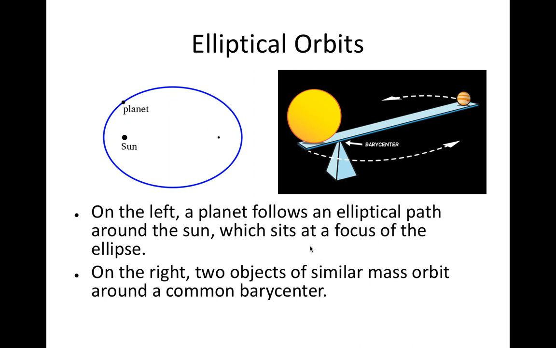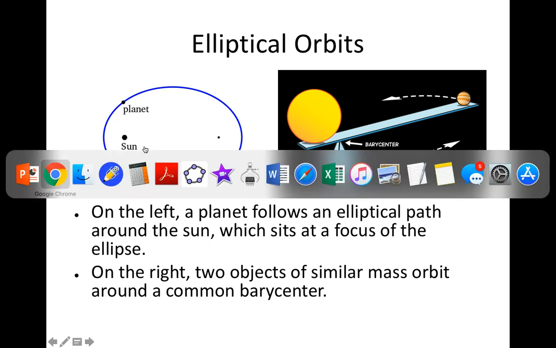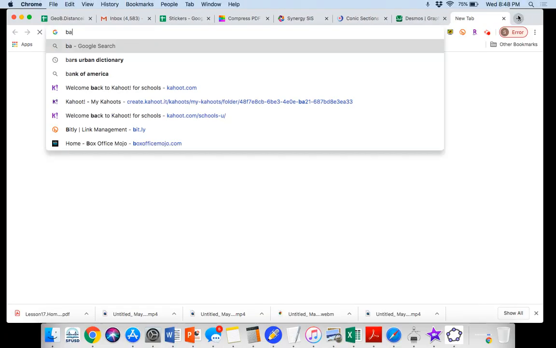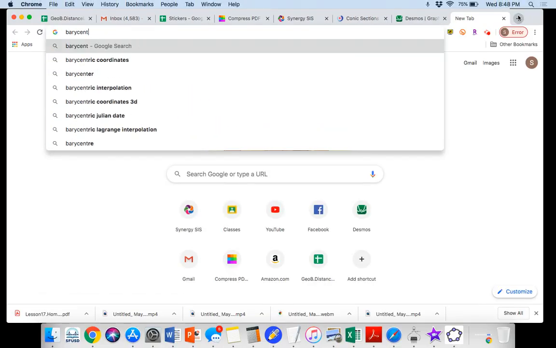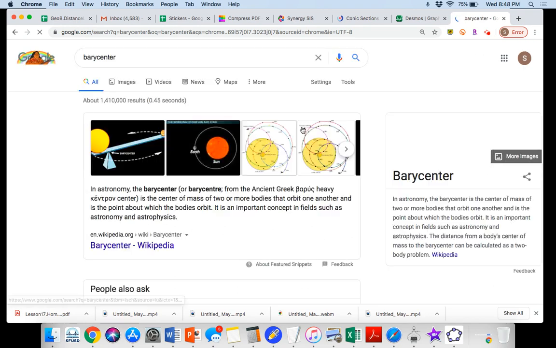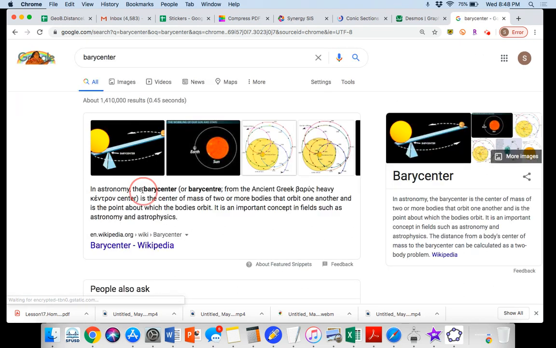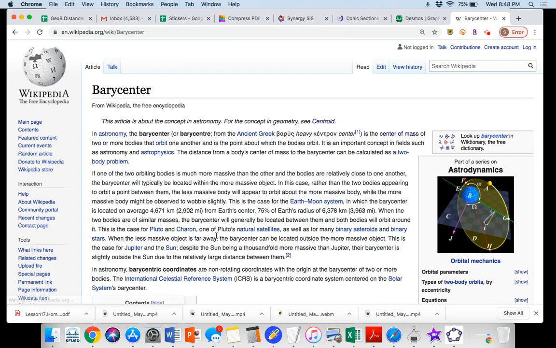Orbits, right? A planet orbits around the sun in an elliptical orbit. So the sun here is one of the foci. I forget what barycenter exactly means. In astronomy, the barycenter is the center of mass of 2 or more bodies that orbit one another, and is the point around which the bodies orbit. It's an important concept in astronomy and astrophysics, and so that's sort of the foci here.